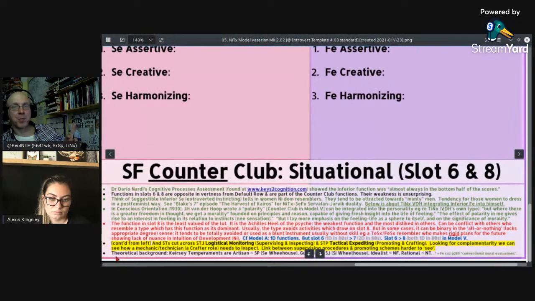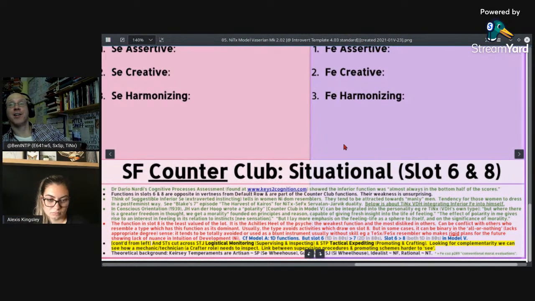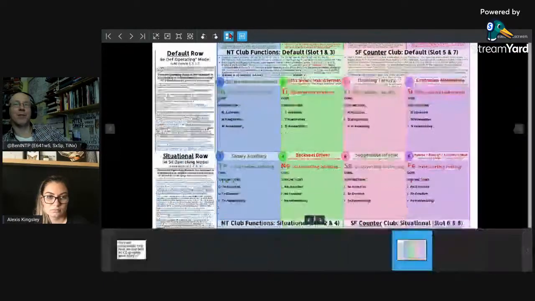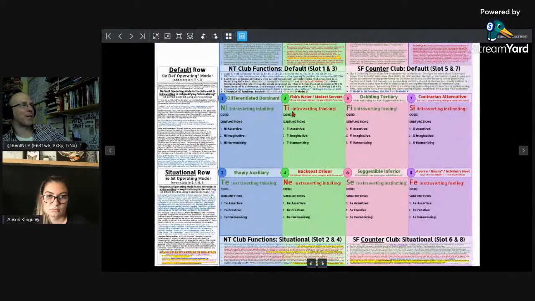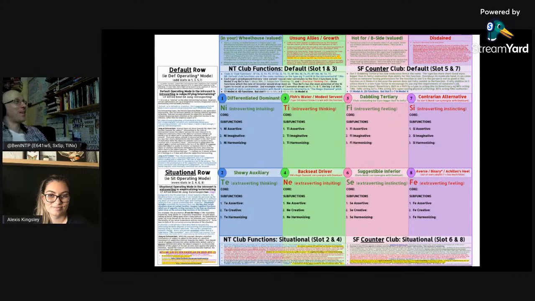And then theoretical background: Keirsey temperaments are artisan, SP, SE wheelhouse; I'll move to the Guardian, SI wheelhouse; idealist NF; rational NT. So I can stay on there or I can go back to that order. So, Alexis, your overall thoughts on Model V. And maybe in the second part, I can find something wrong with it.